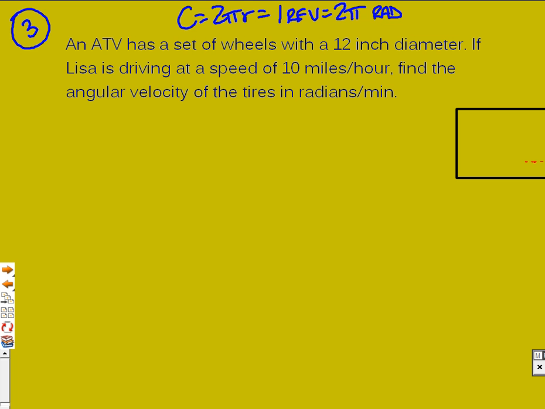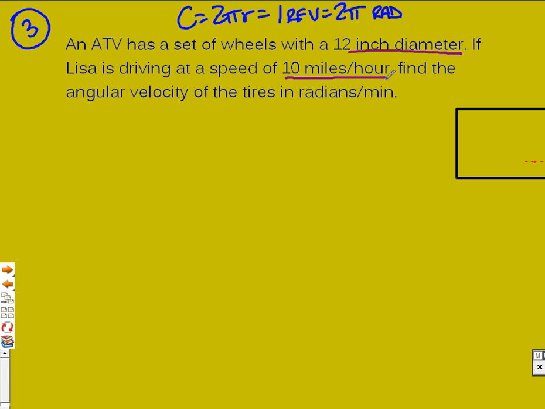Our next example here with linear and angular velocity works the same way, but just a little bit different, and you'll see why here in a second. We still start the same way with this ATV. We know that it has a 12-inch diameter. Lisa has this 12-inch diameter, and she is driving at 10 miles per hour.